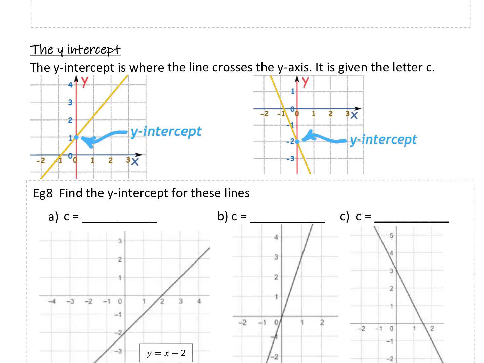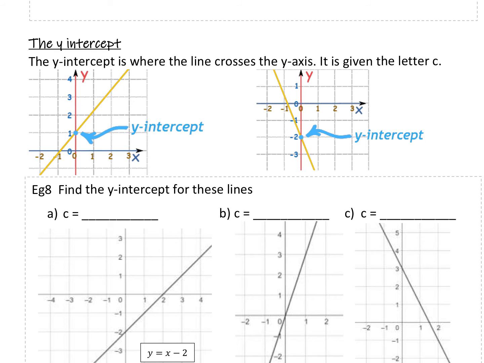So the y-intercept. The y-intercept is where the line crosses the y-axis. It is given the letter C. So we can see this yellow line crosses the y-axis, that's the vertical axis, at 1. So its y-intercept is 1. C is 1. This line here cuts the y-axis, the vertical axis, at -2. So the y-intercept, or C, is equal to -2.